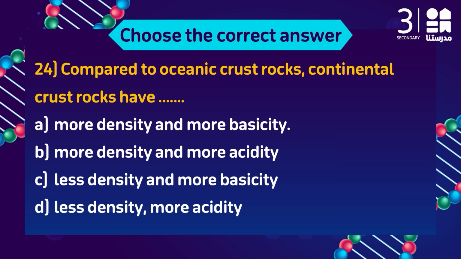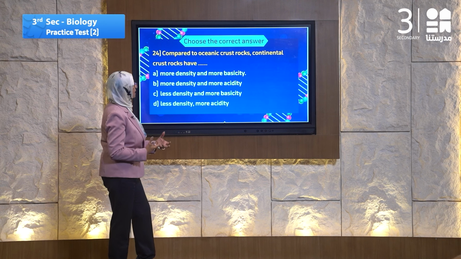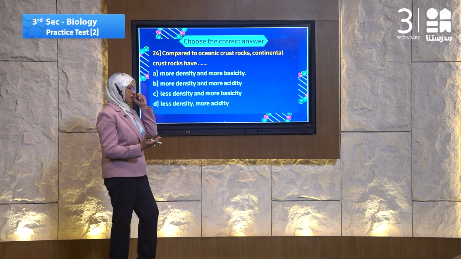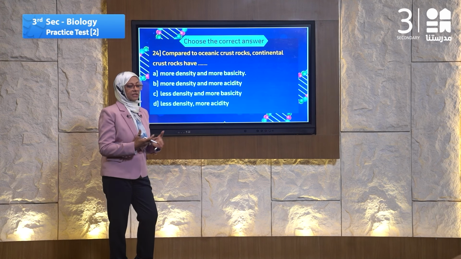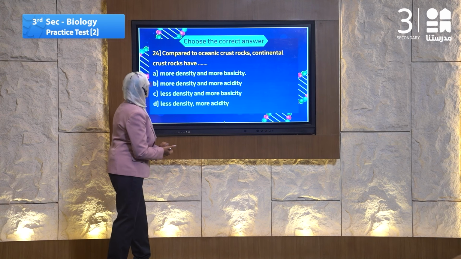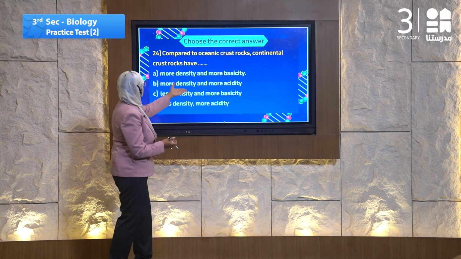Compare oceanic crust and continental crust rocks. Yes, the crust consists of two types of rocks: oceanic crust and continental crust. The oceanic crust is at the bottom of the sea or ocean, and the other is fluid. So we compare between them, oceanic and continental.